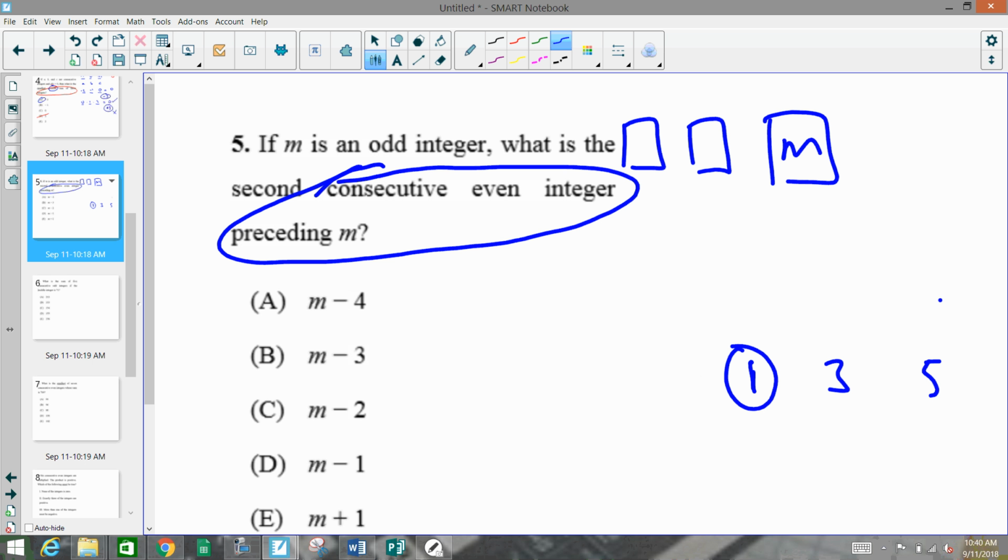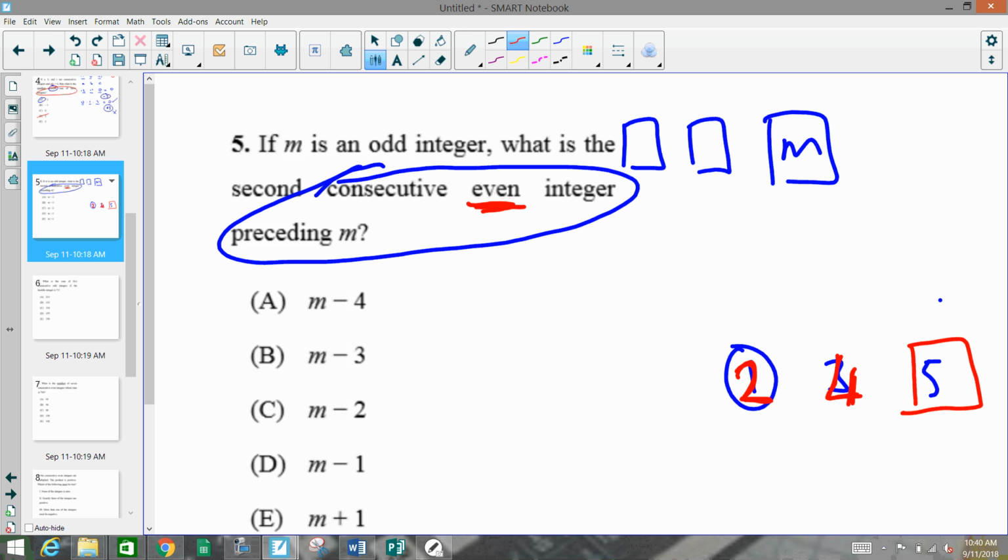Thinking aloud. Guys, you can't think aloud. So find it to be even. It says what is the second consecutive even? Oh, very nice. Nice point. Even integer. Even though m is an odd integer, that's okay. What is the second consecutive even? Okay. This one is going to be 4, this one 2.